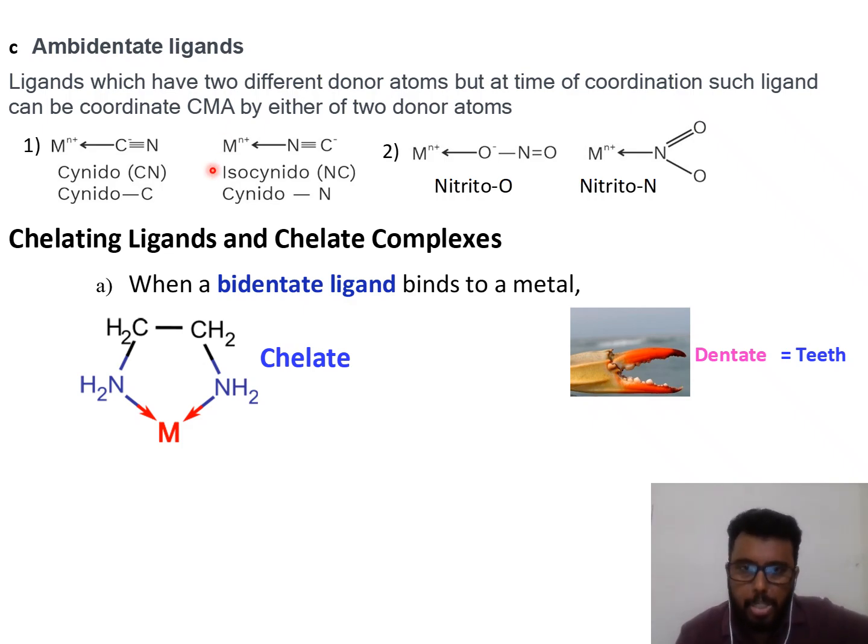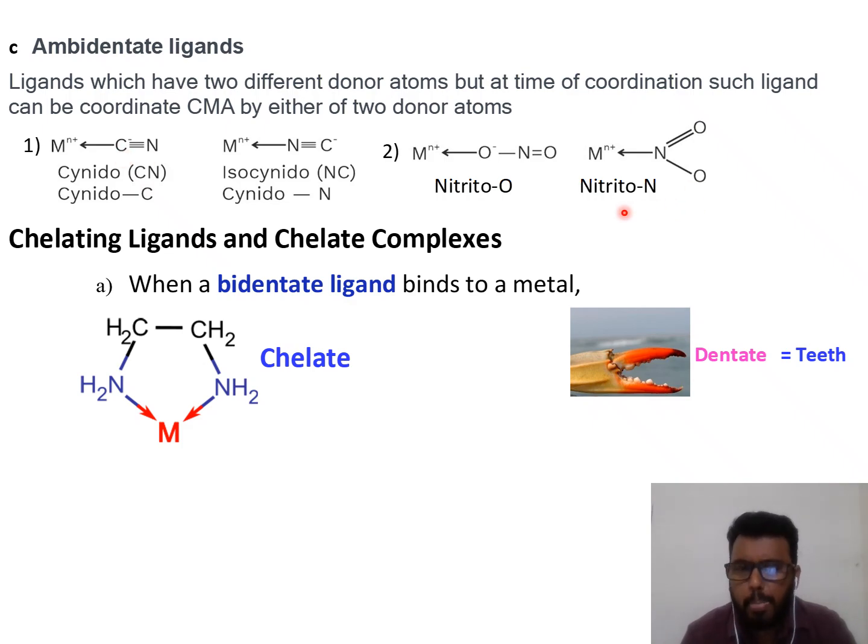These are the ligands which have two different donor atoms, but at the time of coordination, such a ligand can be coordinated by either of the two donor atoms. Let's see, if you have this metal ion, this can be coordinated either by carbon or nitrogen. For instance, if it is coordinated through carbon, it is called cyanido, and if it is coordinated through nitrogen, it is called isocyanido. So here you will have the triple bond between carbon and nitrogen.